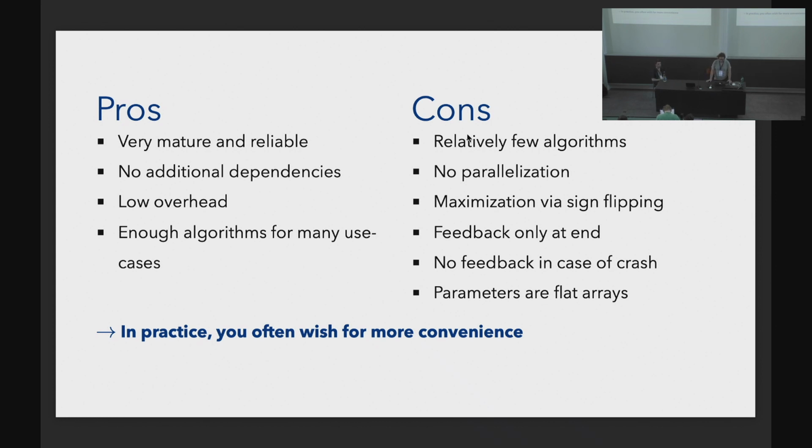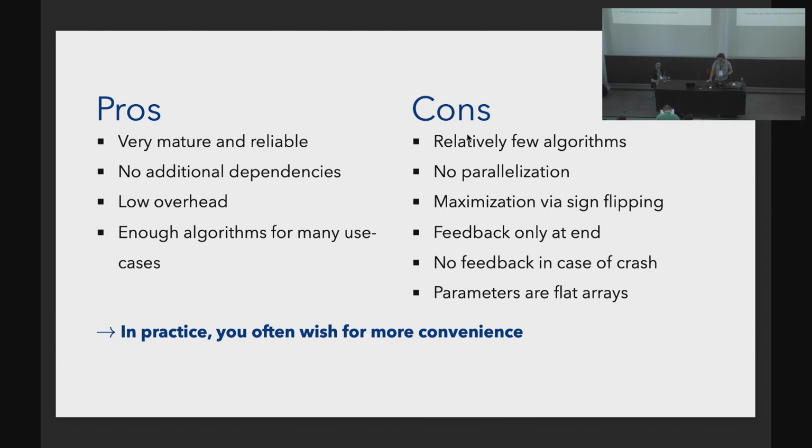There are a few cons. So you have relatively few algorithms. If you have practical problems, you quickly run into situations where you wish for a few more algorithms. You don't have any parallelization out of the box. If you need to do a maximization, you need to flip the sign. And also after you got your result, you need to flip it back, which I often forgot.